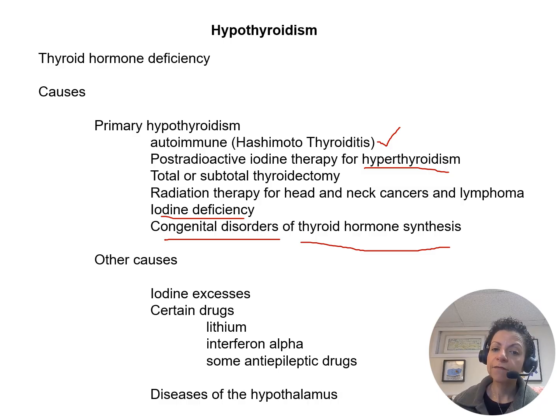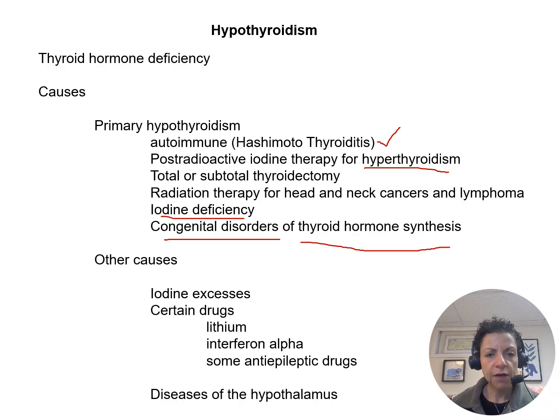There are people who have radiation therapy for head and neck cancers or lymphoma that can destroy the thyroid gland and lead to hypothyroidism. And then obviously getting a total or subtotal thyroidectomy, having your thyroid gland removed, will leave you without enough tissue to produce thyroid hormone. Thyroidectomy is usually the treatment of choice for thyroid cancers, at least thyroid cancers that are not treatable in any other way. So those are all common causes of hypothyroidism.